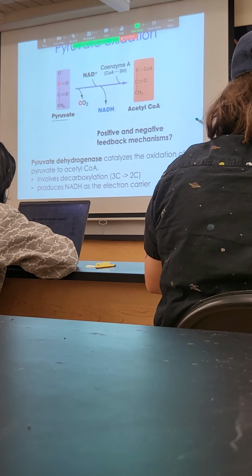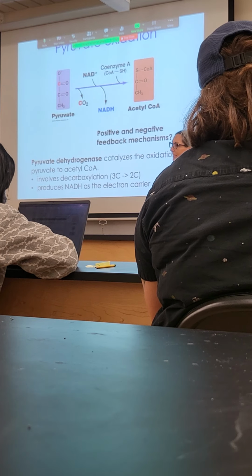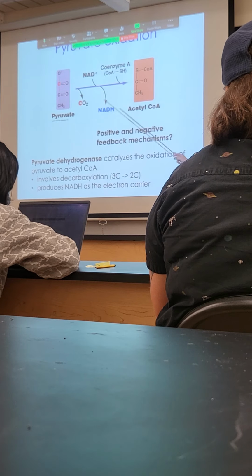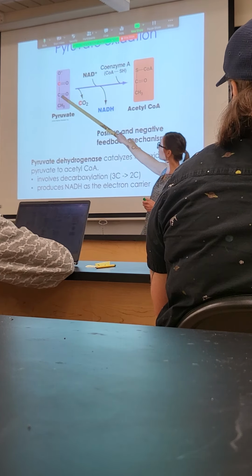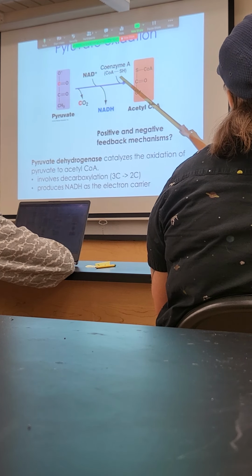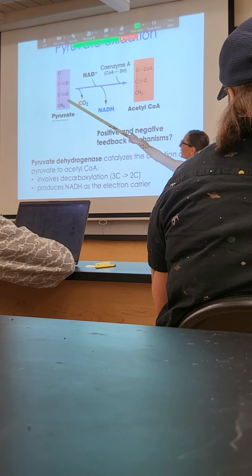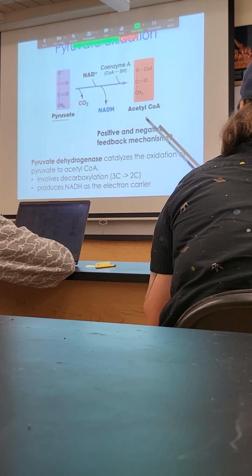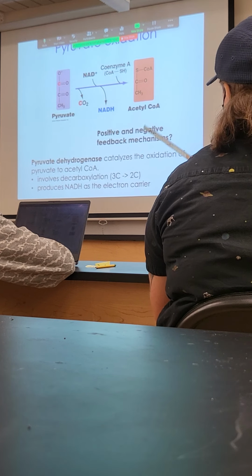Pyruvate looks like this. The red carbon there shows which carbon is decarboxylated. So for a decarboxylation reaction, we take this and create CO2. Now we're left with this. That gets added to coenzyme A, which has a sulfhydryl group. That's going to attack the carbonyl center and form this acetyl-CoA.